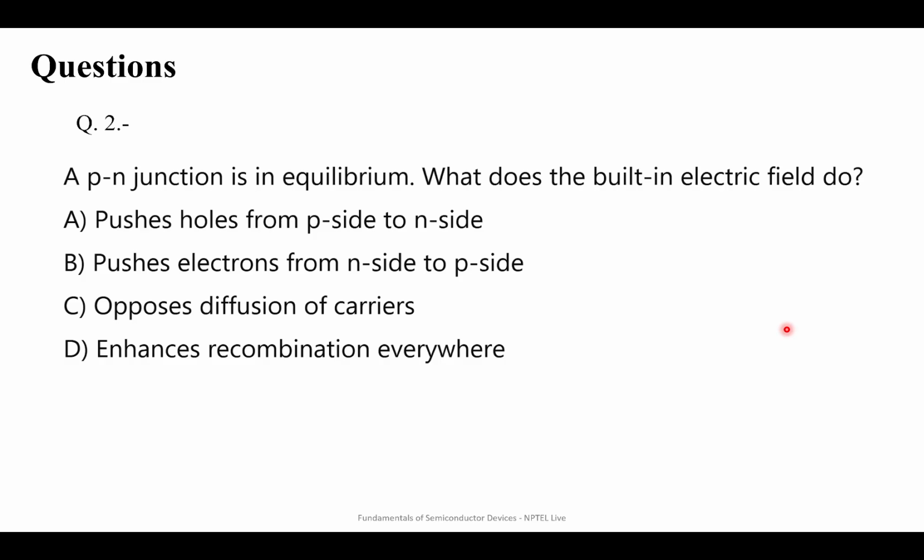That is correct. The answer would be C, opposes diffusion of carriers. So the carriers are moving, holes from P side to N side, and electrons from N side to P side. When they go to the other side, there builds an electric field at the junction point, which is opposing this diffusion of carriers, and due to this, our depletion region is formed at the junction.